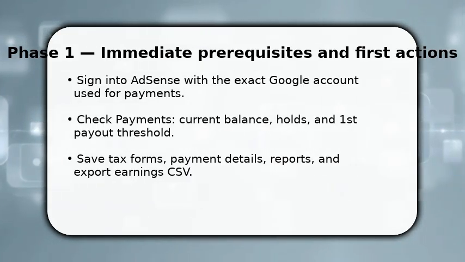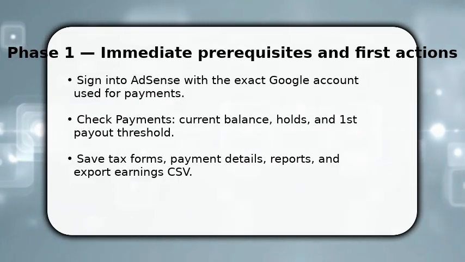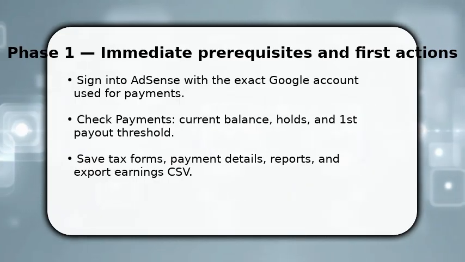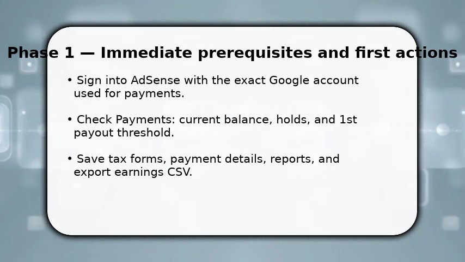Next, disable or remove ad code from your sites and apps to stop new impressions and clicks. This prevents unexpected changes to your final payout and avoids policy flags during closure.